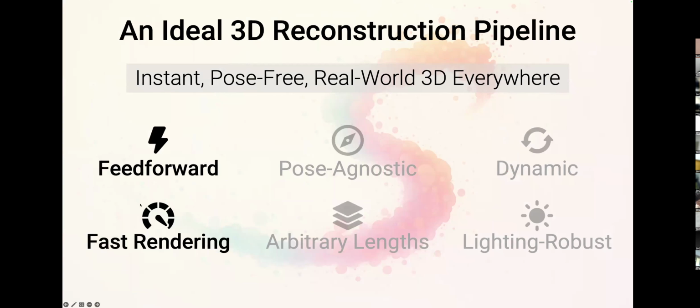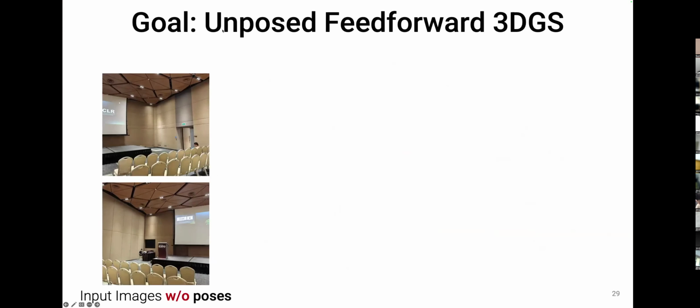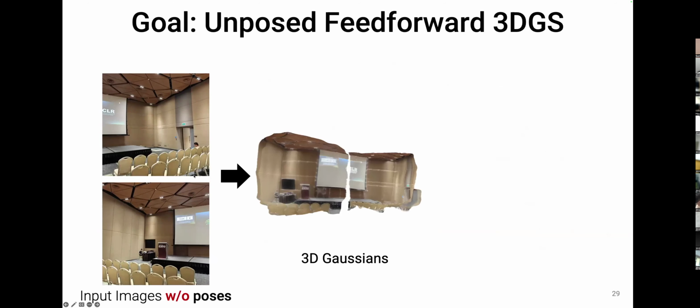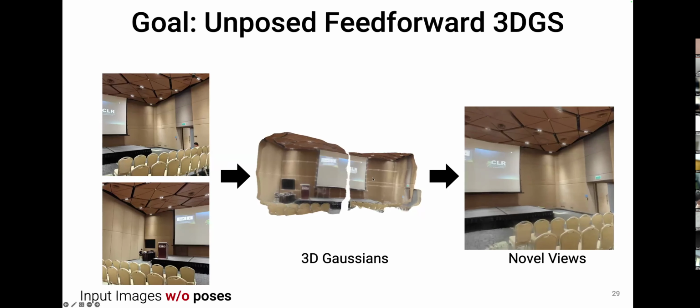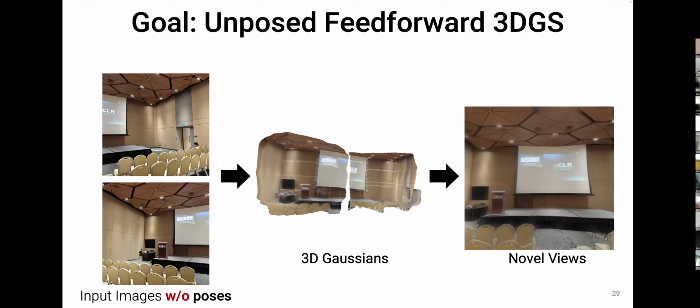So then we want to ask, hey, this already enables the feed-forward part and the fast rendering part, which DepthSplat already did. So is it possible to further enable this pipeline for pose-agnostic work? Again, the goal here becomes: given these unposed images, images without any camera poses, we hope we can have a method that is able to directly output the 3D Gaussians, and from the Gaussians you should be able to do novel view synthesis. So basically the same task, but without the camera poses.